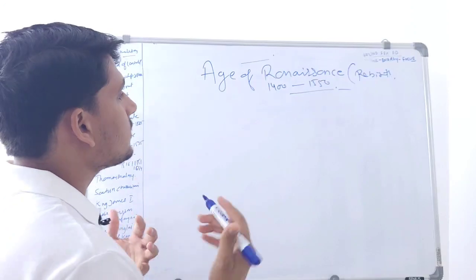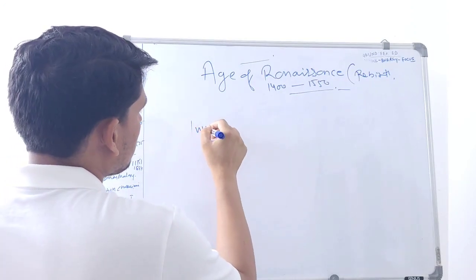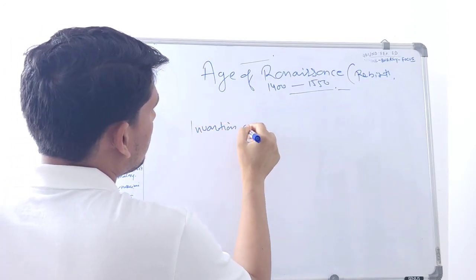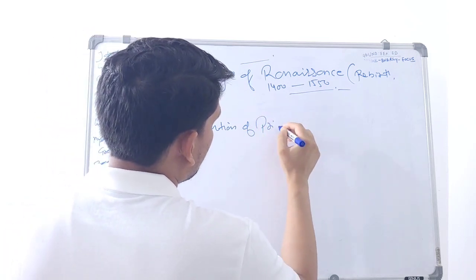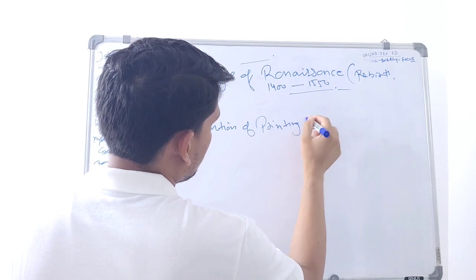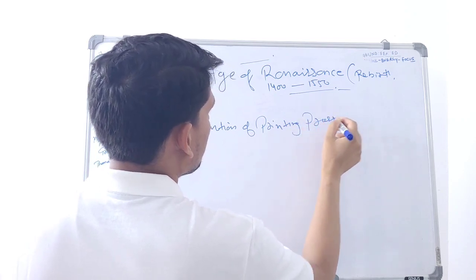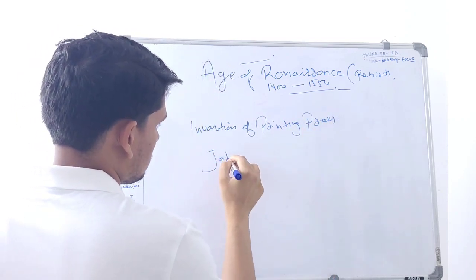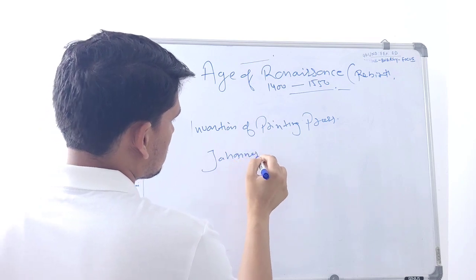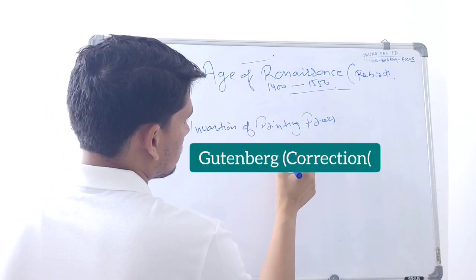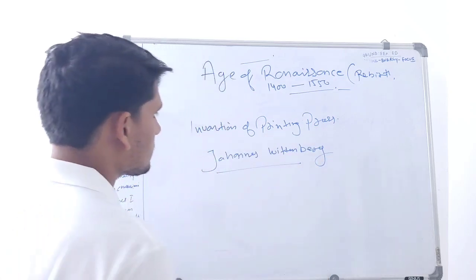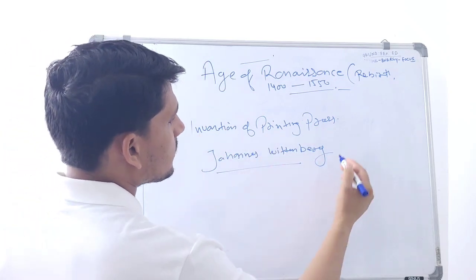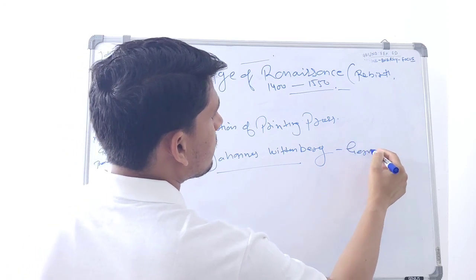Another event: new things were happening, right? This is the era of invention. So what was the invention? The invention of the printing press by Johannes Wittenberg. I hope this is the right spelling. Johannes Wittenberg, he was a German inventor.